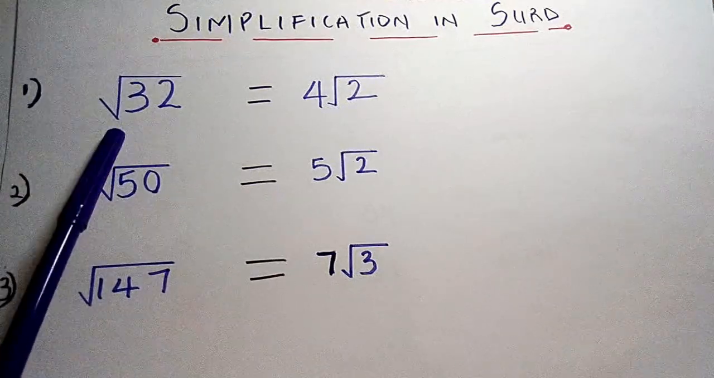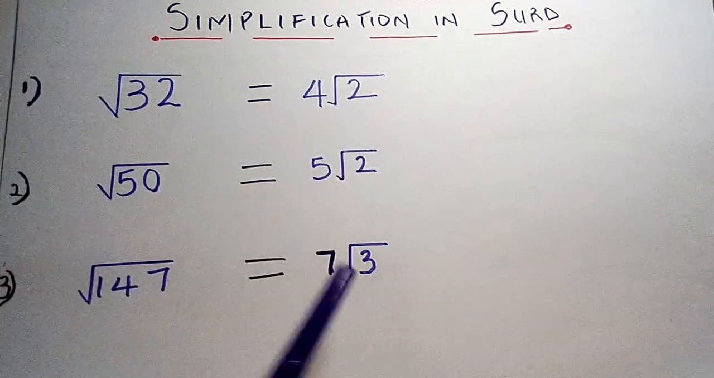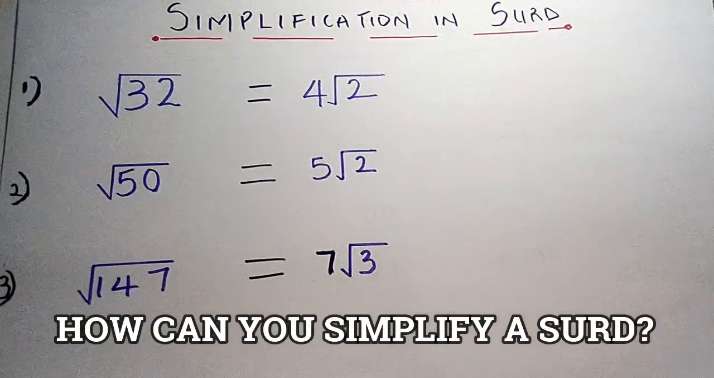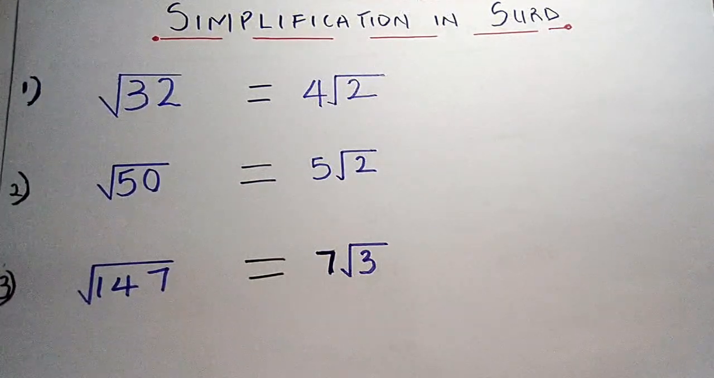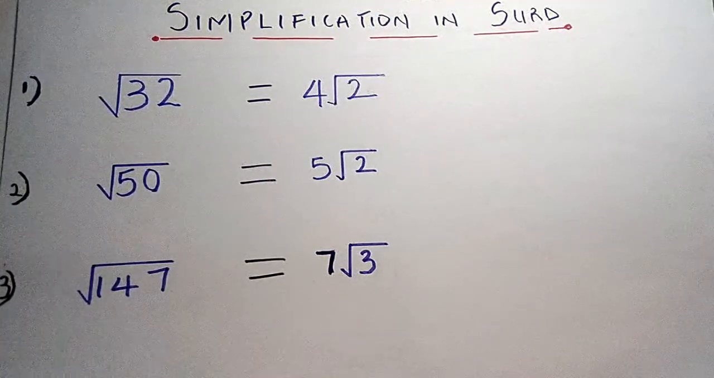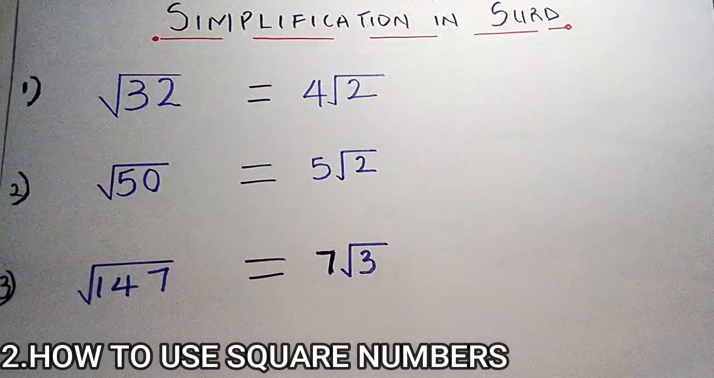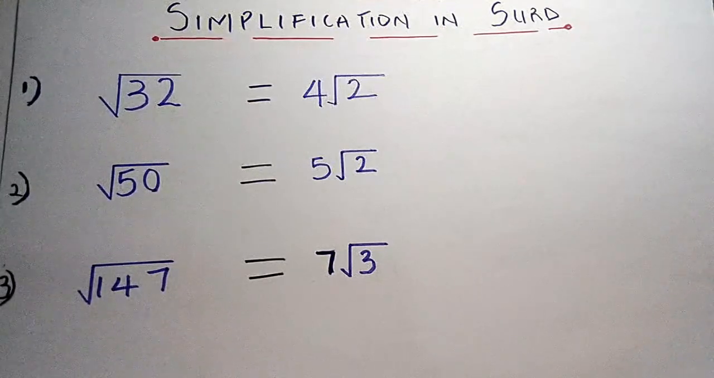So meaning that we're going to be reducing a large surd form like this into this, and this into this, and this into this. But how can you really simplify surds? Well, you can simplify surds by knowing 2 things. The first thing is square numbers, perfect squares. Another thing is how to use a square number to simplify surds. So we're going to see what square numbers are and how you can use them to simplify surds.